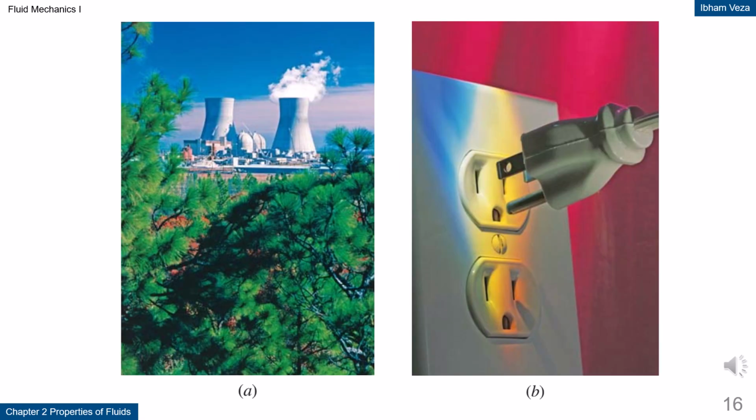Illustration of power plant and electrical outlet. This image shows the connection between large-scale power generation and household energy use. Energy produced in a power plant must go through several conversion stages before being used. Fluids play a crucial role in transferring thermal and mechanical energy in power plants. This visual example emphasizes the role of fluid mechanics in modern energy systems. Without understanding fluid properties, such systems cannot be properly analyzed.